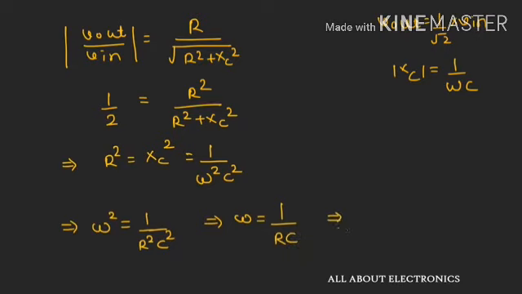And if we write this equation in terms of the frequency, then the cutoff frequency equation will be 1 divided by 2 pi RC. So in this way we have derived the expression for the cutoff frequency for the high pass filter.